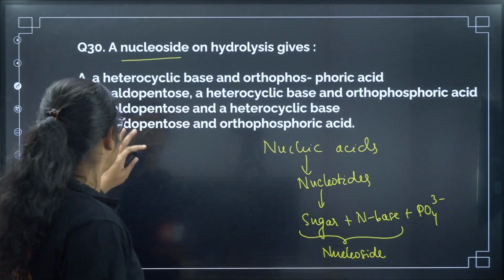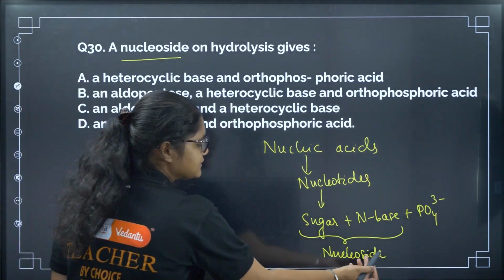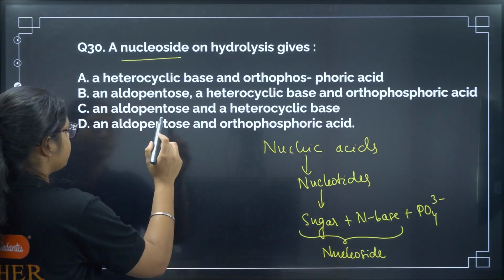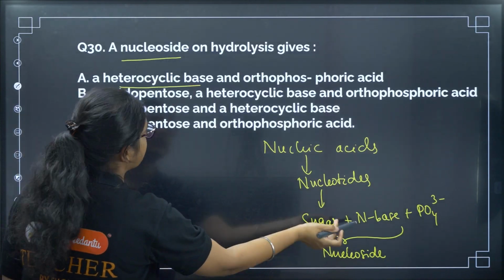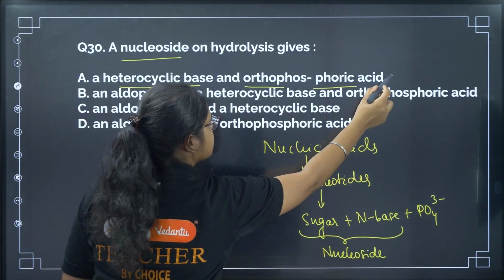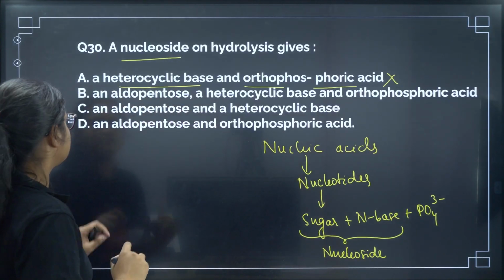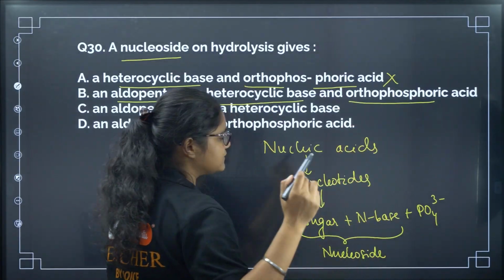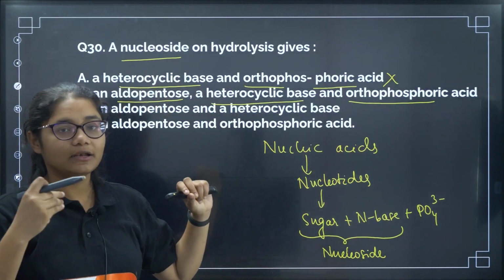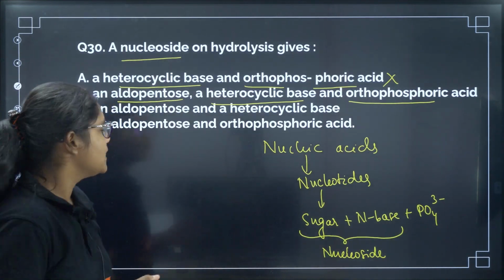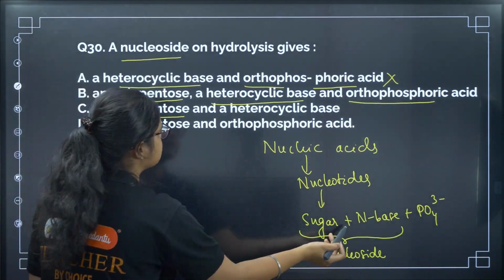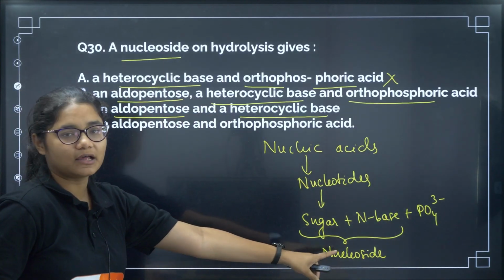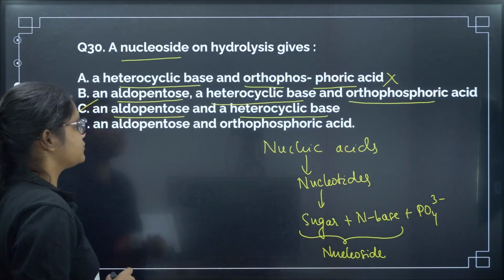Now what is the question asking? If you hydrolyze a nucleoside, what are the products you will get? That is the sugar and the nitrogenous base. In the first option, heterocyclic base is given, that is correct, and orthophosphoric acid, but there is no acid here, so that option is incorrect. In option B, an aldopentose, that is the sugar, and a heterocyclic nitrogenous base, that is correct, but orthophosphoric acid will not come from a nucleoside. If the question had been about a nucleotide, then option B would have been the correct answer. Now in option C, aldopentose, so there is a sugar here and a nitrogenous base also, right? So we get these two if we hydrolyze a nucleoside. The correct answer for this question is option number C.